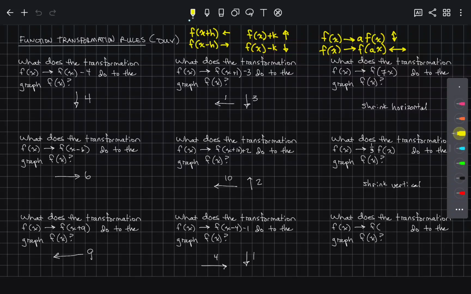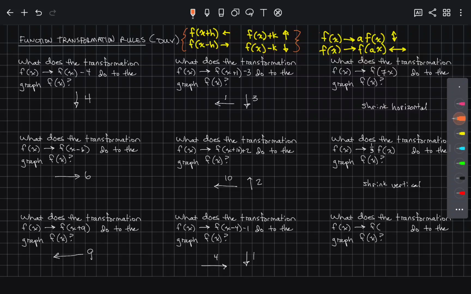You can see here are some general function rules. Anytime we have something added to x, it's going to be moving it to the left. Anytime you have something subtracted from x, it's going to be moving it to the right. Here's what I was talking about, it being added or subtracted on the outside. I like to think of it like a y-intercept. It's going to be making the line or function move upwards or downwards.